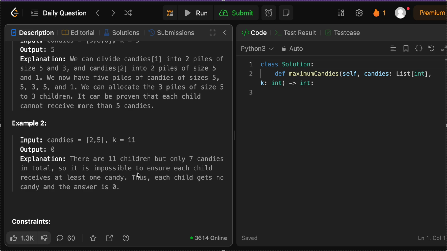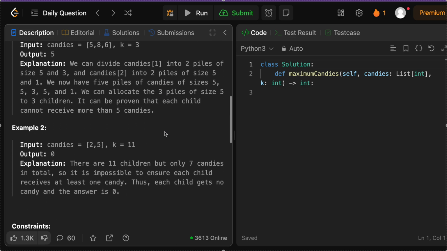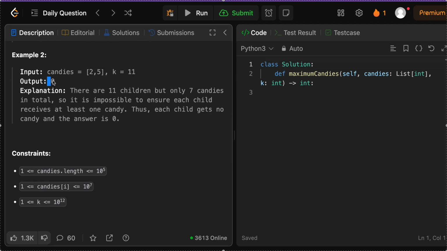And so we could have 7 children get 1 candy each, but then 4 children would not get any candies. That is not allowed. We want the maximum number of candies that each child can get, where each child has an equal number of candies, and so we have to have an output of 0, right? Just giving all the children 0 candies.